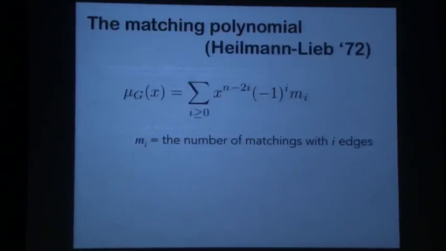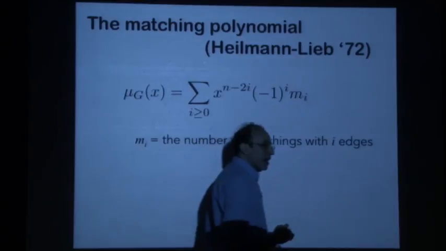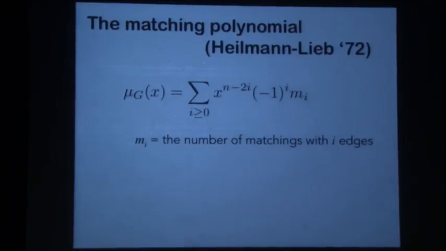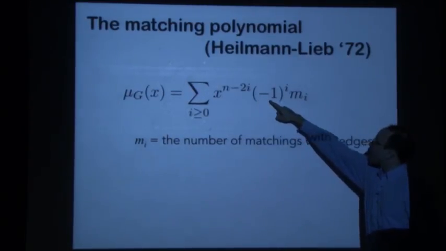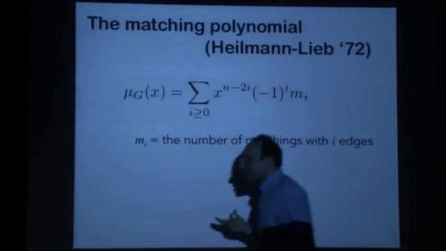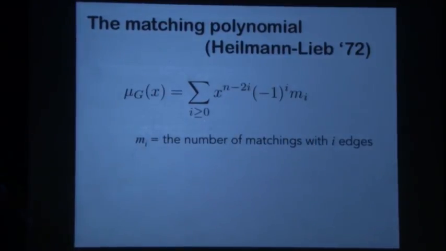So what is the matching polynomial? This was defined by Heilmann and Lieb. It counts the number of matchings in a graph with i edges. So its coefficients come from counting something. In particular, the coefficient of x to the n minus 2i is the number of matchings in the graph with i edges, where a matching is a subset of edges that don't touch any vertex twice.